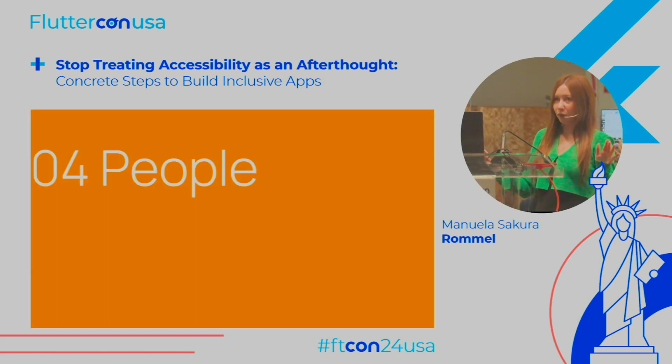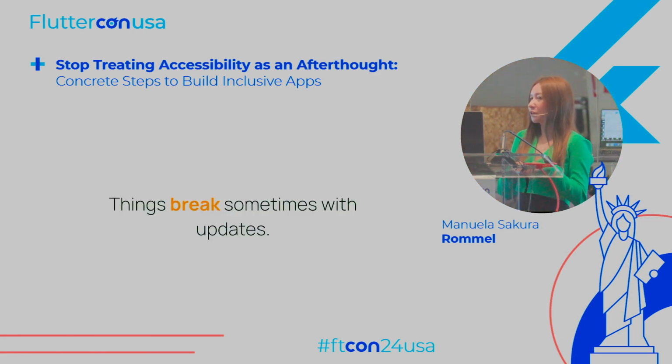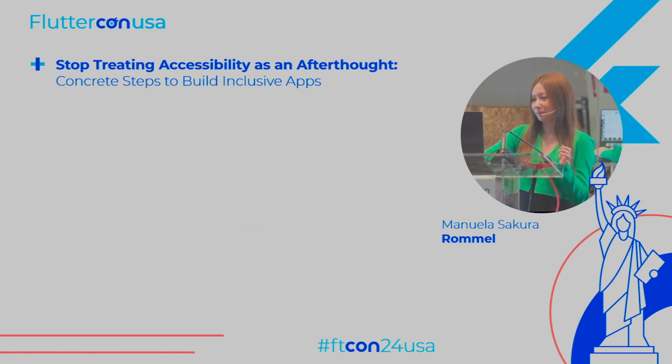So the last part of my talk is about the people actually that are affected. So the first thing that I heard when I was interviewing people is that things break sometimes with updates. So there's a case that Instagram has a problem that you currently cannot check who watched your stories. You can see who liked your stories, but you cannot see who watched them.